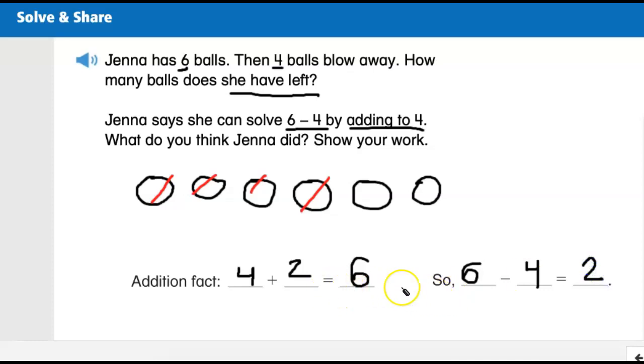So these are alike problems. This is an addition fact and this is a subtraction fact, but look at our numbers. We use all of the same numbers for these equations. Using 4 plus 2 to get 6, our total, also helped us find what our total 6 minus the 4 that flew away would be: 2. So this is how we were able to solve 6 minus 4 by adding the number 4 into our addition fact.